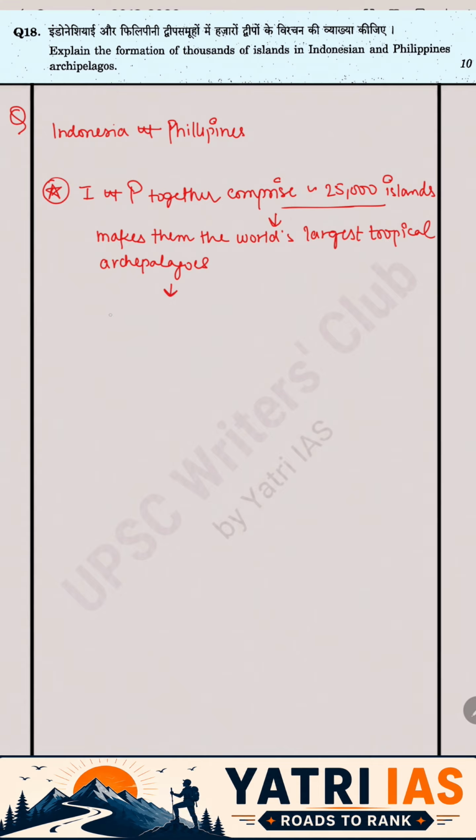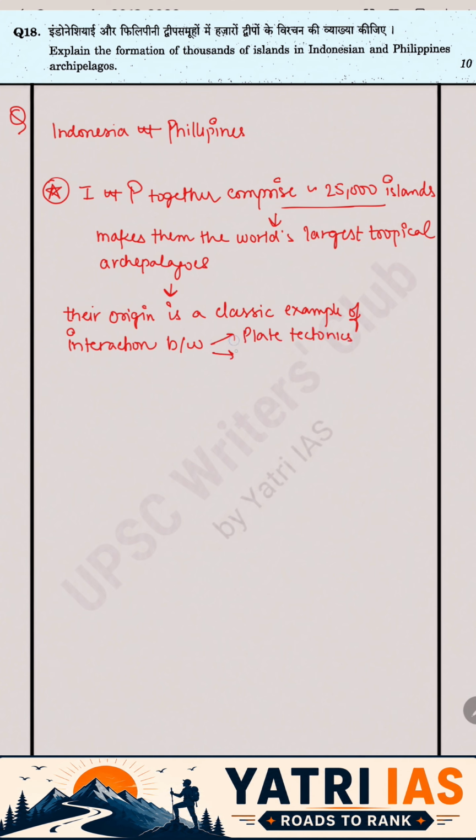Then you could also relate this with their origin, which is a classic example of interaction between plate tectonics, volcanism, and marine geomorphology. So after mentioning this, a slightly brief introduction, you should always mention a diagram.